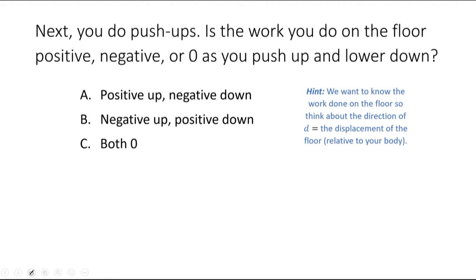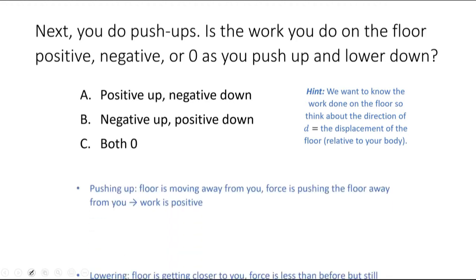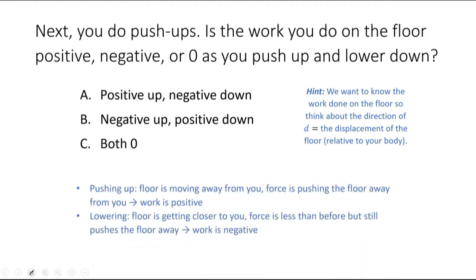If instead you're lowering down, then the floor is like coming up to you. So that would mean that the displacement of the floor relative to your nose would be upwards, whereas you're pushing downwards, and so the work would be negative. Okay, and so that tells me that I would select answer A here.